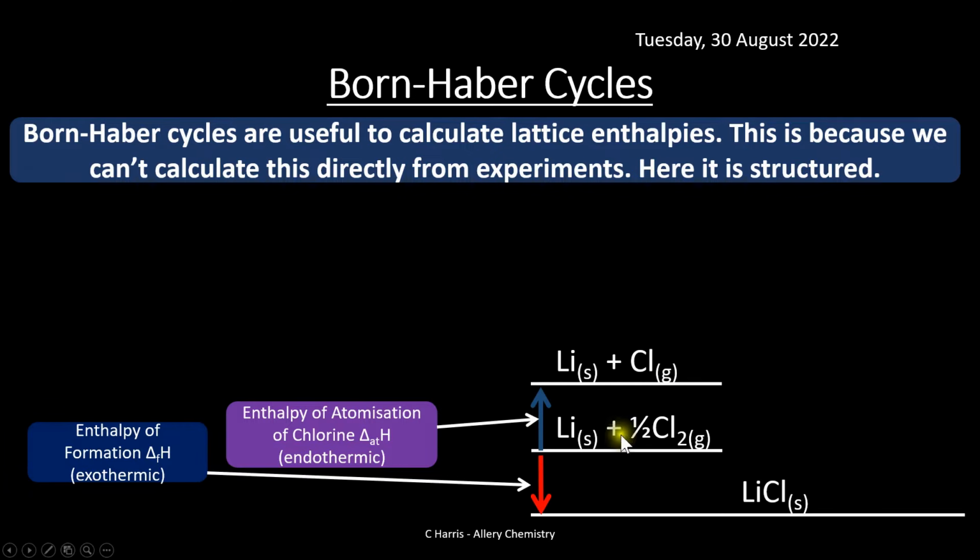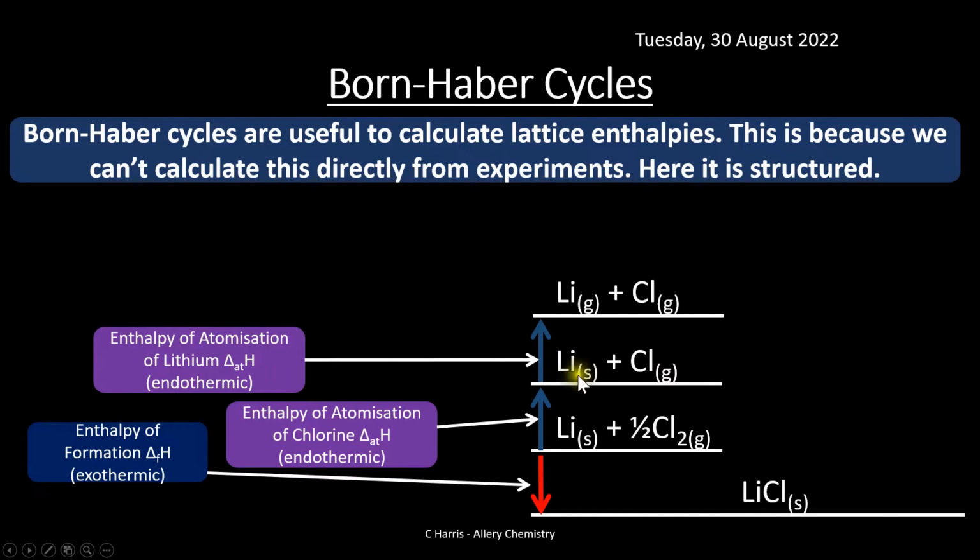Okay, so this is where we've got chlorine in the standard state and we're going to convert chlorine into a gas. When you do Born-Haber cycles, you break it up bit by bit. So we're going to ignore lithium for the time being and just look at chlorine. So going from half Cl2 gas to Cl gas, that's a chlorine atom, then we draw that arrow up and that's atomization. Now the next line up, we're then going to do atomization of lithium as well.